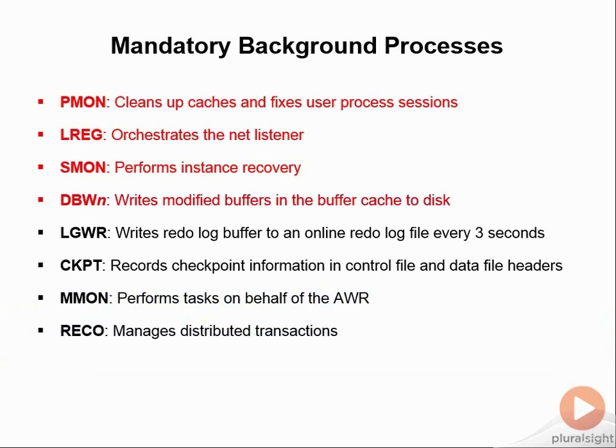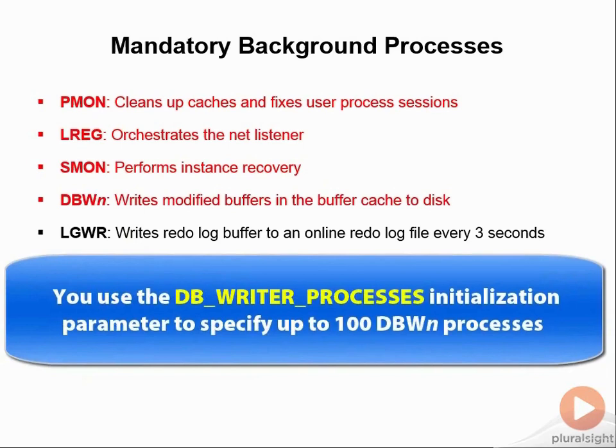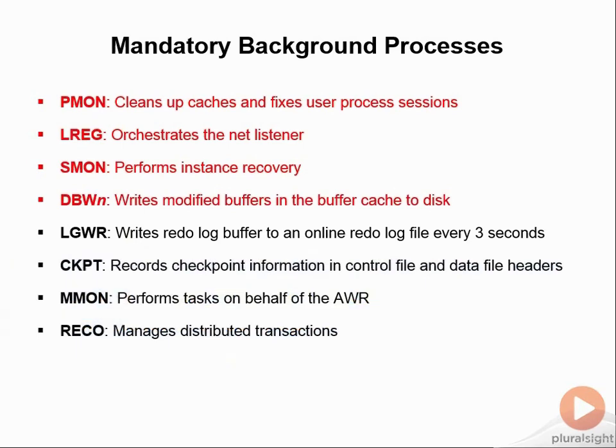The reason why you see that little n after DBW, the database writer, is to denote the algebraic unknown. You can have, and likely will have, more than one database writer process running simultaneously. These are very important processes that are responsible for writing modified buffers in the buffer cache to disk to make sure that changes to your data are permanently stored.